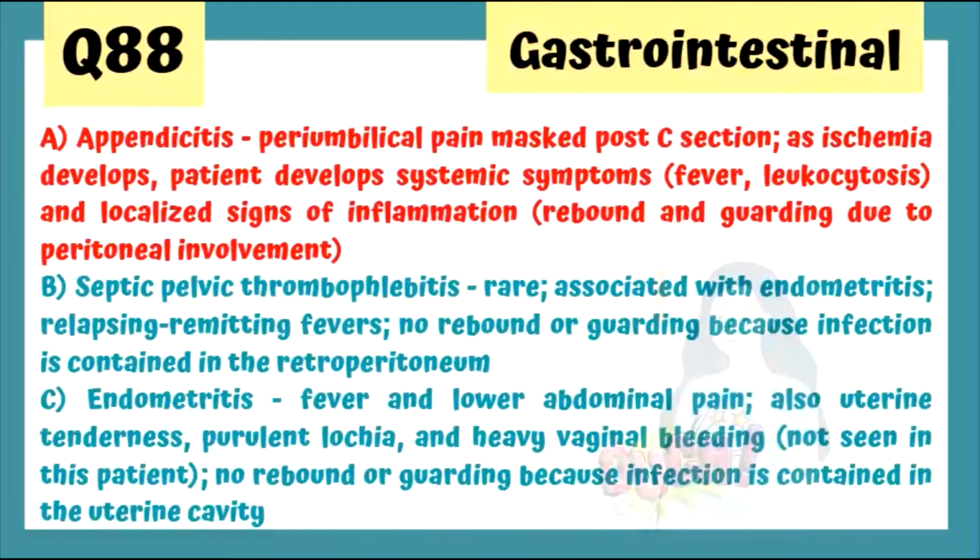Here we just look at the other choices. Septic pelvic thrombophlebitis is rare. It's associated with endometritis. In endometritis, there's fever and lower abdominal pain, also uterine tenderness, purulent lochia, and heavy vaginal bleeding, which we didn't see in this patient. And there would be no rebound and guarding because the infection is contained in the uterine cavity.